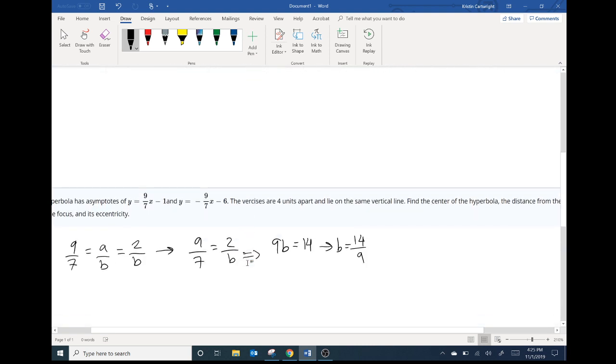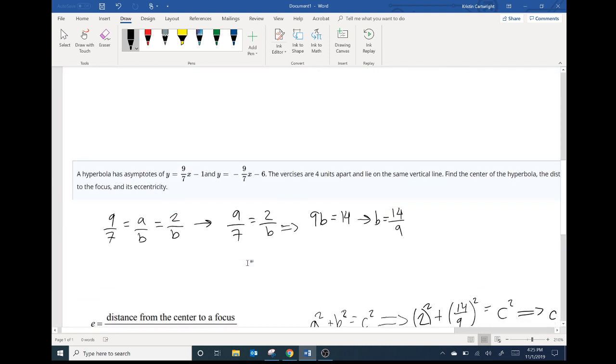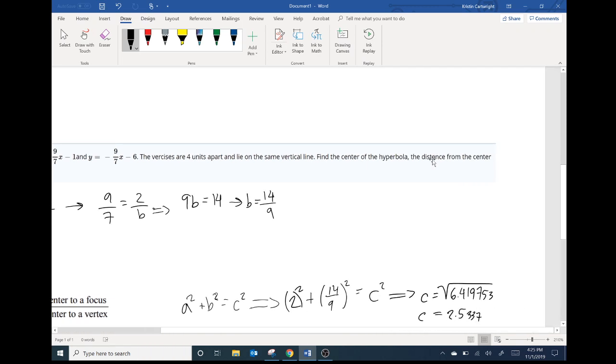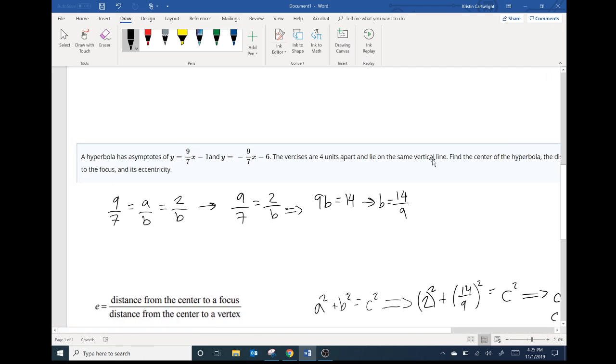All right, I'm going to go down to this one. It says a hyperbola has asymptotes of y equals 9/7 x minus 1 and y equals negative 9/7 x minus 6. The vertices are 4 units apart and lie on the same vertical line. Find the center of the hyperbola, the distance from the center to the focus, and its eccentricity.